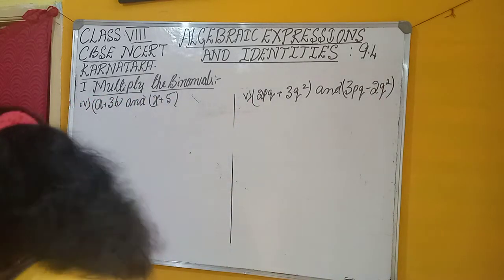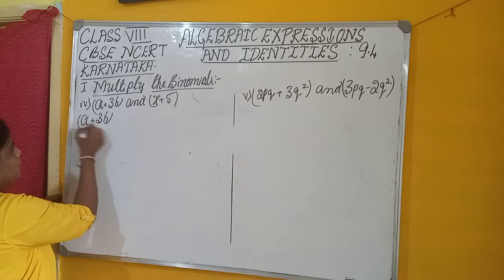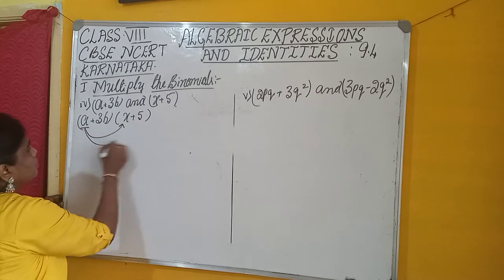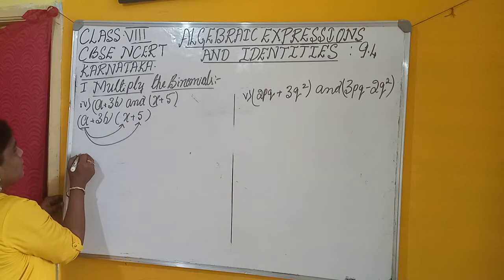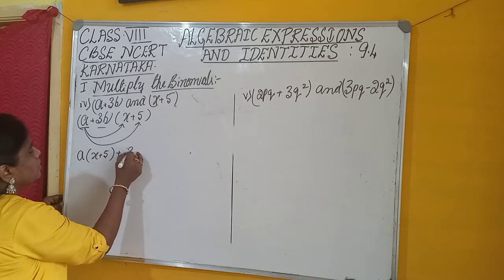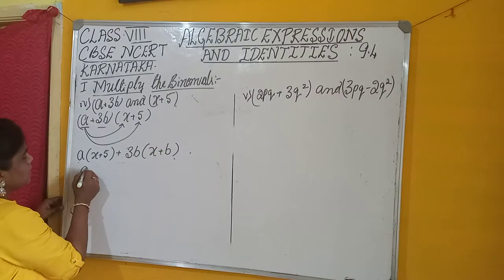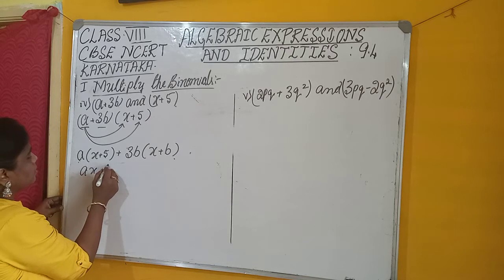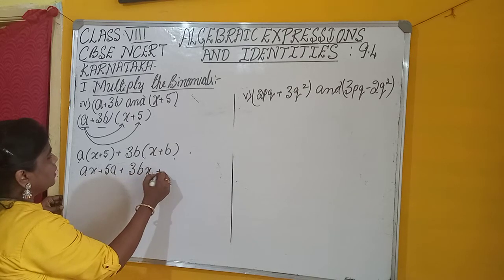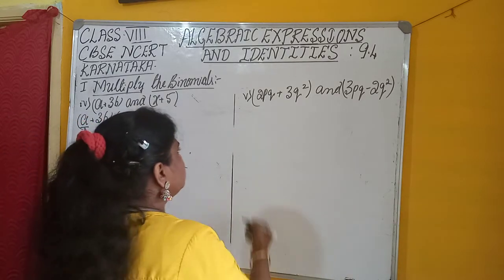Okay students, now two binomials are given. Make a first because you understood the method here. (a plus 3b) into (x plus 5): the first term is multiplied to the second binomial, that is a into (x plus 5), plus the second term 3b into (x plus 5). Understood students? a into x is ax, a into 5 is 5a, plus 3bx plus 15b. Do you find any like terms here? No. Let us move on to the next problem.